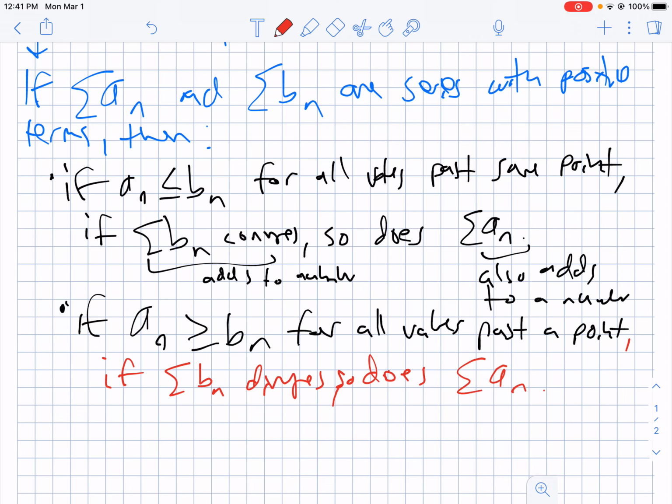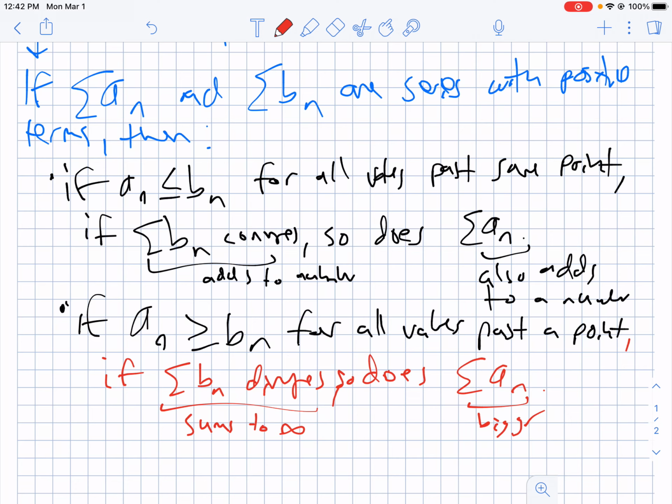So this hopefully logically makes sense, because this is telling you that if b sub n diverges, meaning that it sums to infinity, then if you are bigger than something that sums to infinity, well, obviously you will also sum to infinity. So that's what the comparison test tells you.